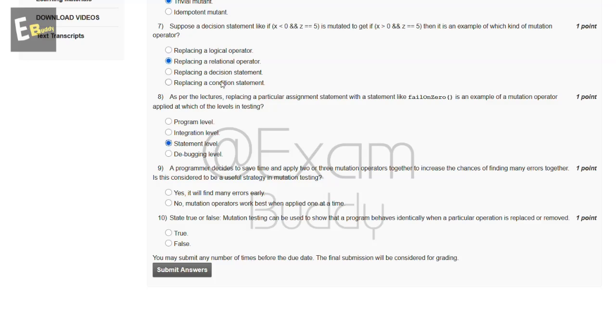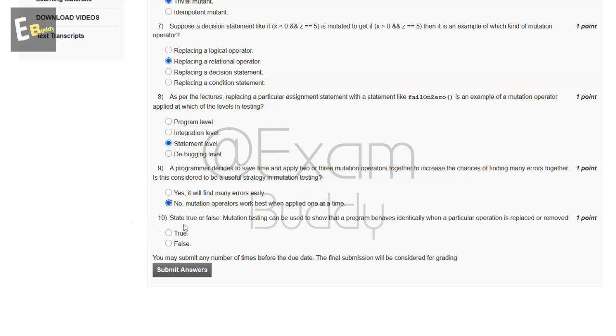Now the ninth question is, a programmer decides to save time and apply two or three mutation operators together to increase the chance of finding many errors together. Is this considered to be a useful strategy in mutation testing? So these are the options, and the answer to our ninth question is B. No, mutation operators work best when applied one at a time.